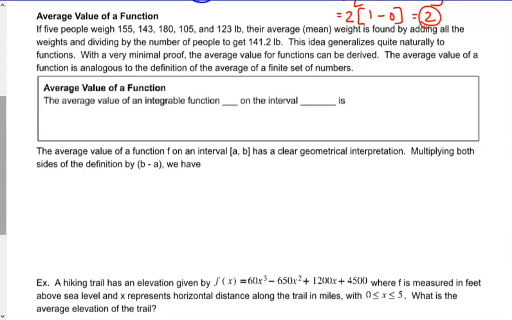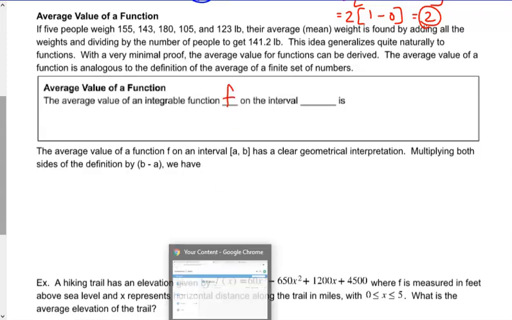This idea generalizes quite naturally to functions. So, with a very minimal proof, the average value for functions can be derived, and I believe it is also in your book if you'd like to go see that. The average value of a function is analogous to the definition of the average of a finite set of numbers. So, basically you have a function, if you want the average value of that, you are going to find the values of that function, add them up, and divide by how many that you have.